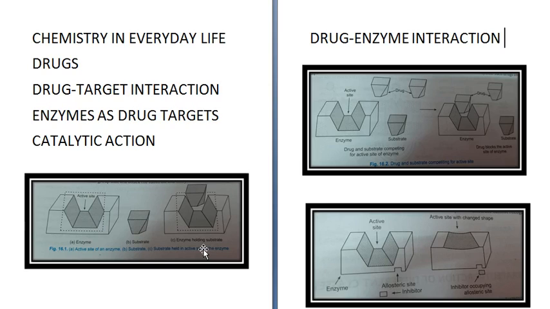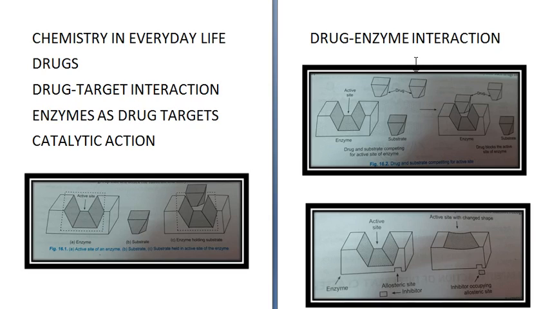The second function of an enzyme is to provide a functional group that will attack the substrate and carry out chemical reactions. So this is how the drug acts. The enzyme will capture the substrate and then it will provide the functional group which will attack the substrate and the chemical reaction will take place.